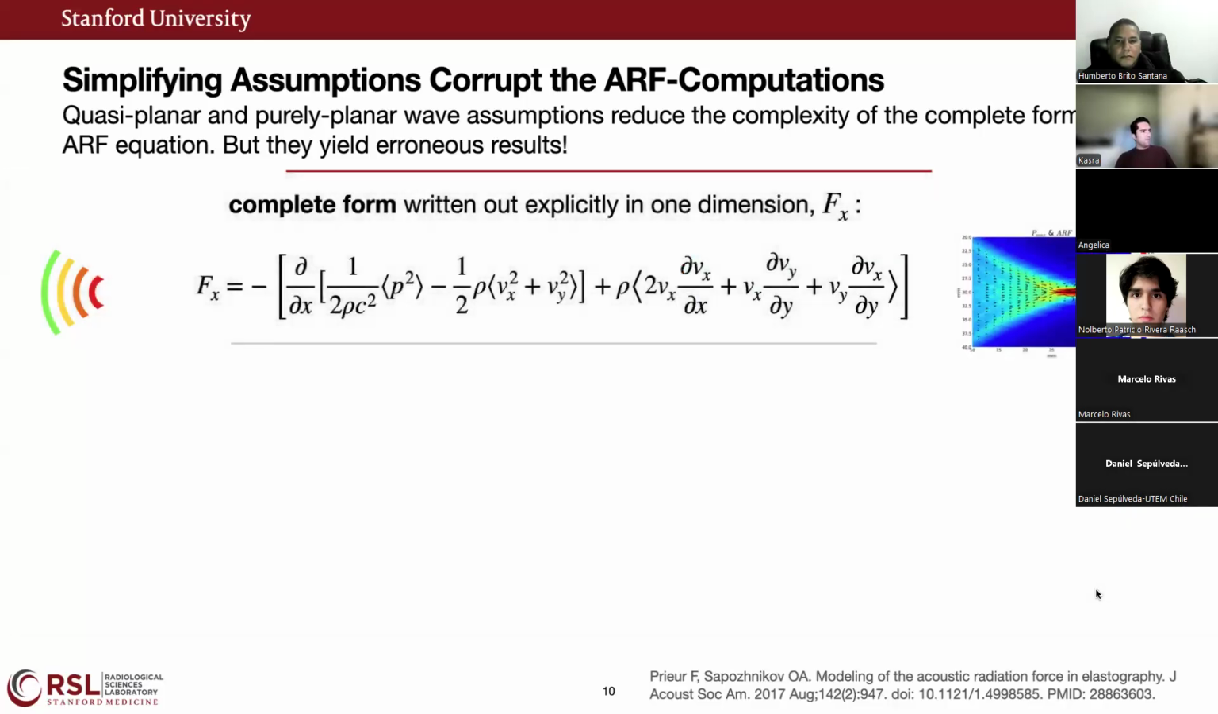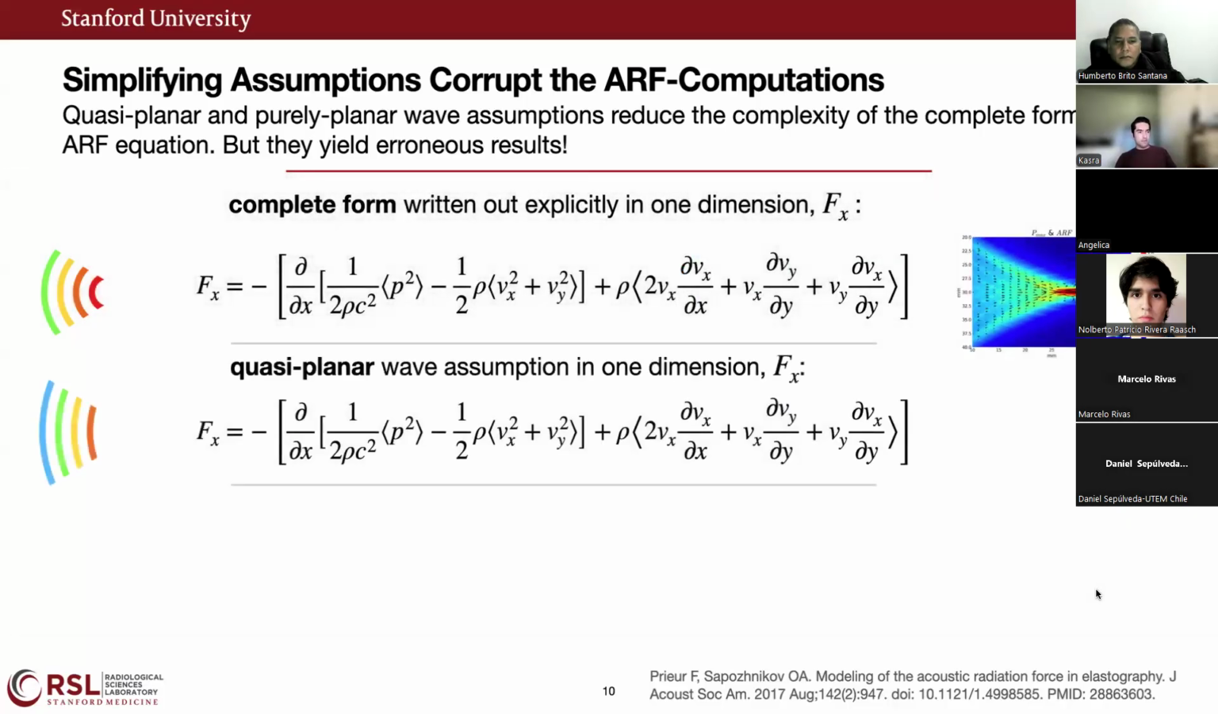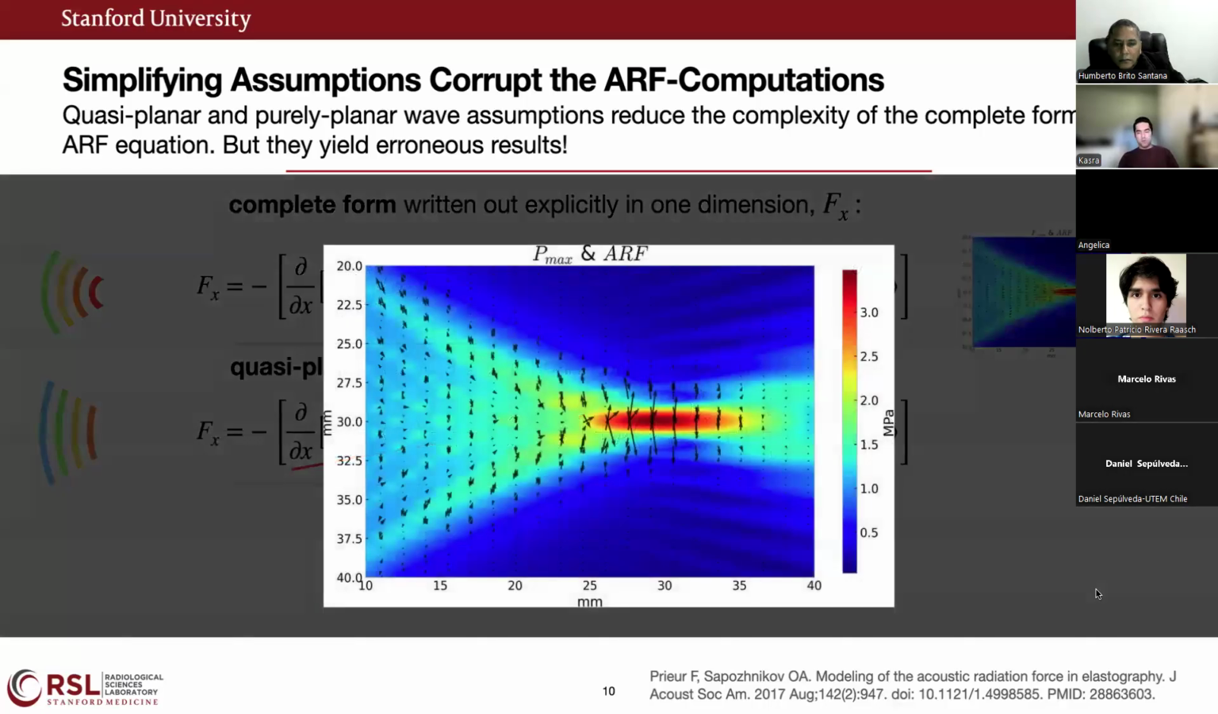But then there's another level of simplifying assumption that people use commonly in the field, which is referred to as the quasi-planar wave assumption, which says, just ignore these first 2 terms, which is referred to as the mean Eulerian excess pressure. But if we do that, I mean, we have highly focused transducers, then the field is going to be quite wrong.